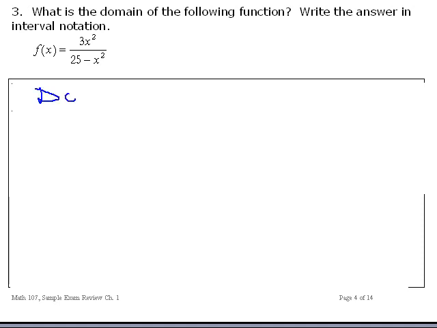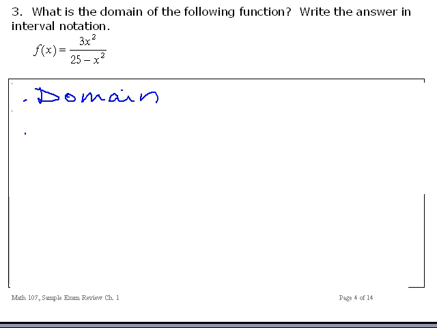Know what a domain is. A domain is the acceptable values of x. Acceptable values of the independent variable x. So things you can't do is you can't divide by 0, and you can't take the square root of negative numbers, at least if you're dealing with real numbers, which is what we're dealing with in this chapter. Right? So that's the first one.